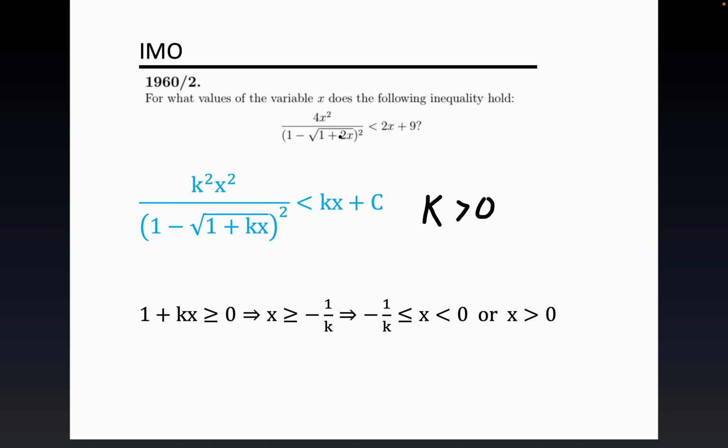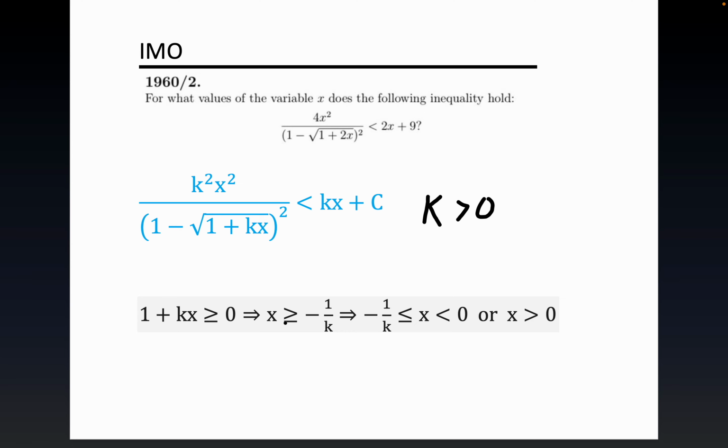Now you can see the relationship here. We have a 2 and a 2 squared and then a 2 right there. And that's what I've written down here. So I'm trying to generalize it, and I want to get a solution in terms of k and c. Okay, now the very first thing before we get into the actual processing is we have to ensure that this radicand is non-negative. So that's the same thing as saying 1 plus kx is greater than or equal to 0.